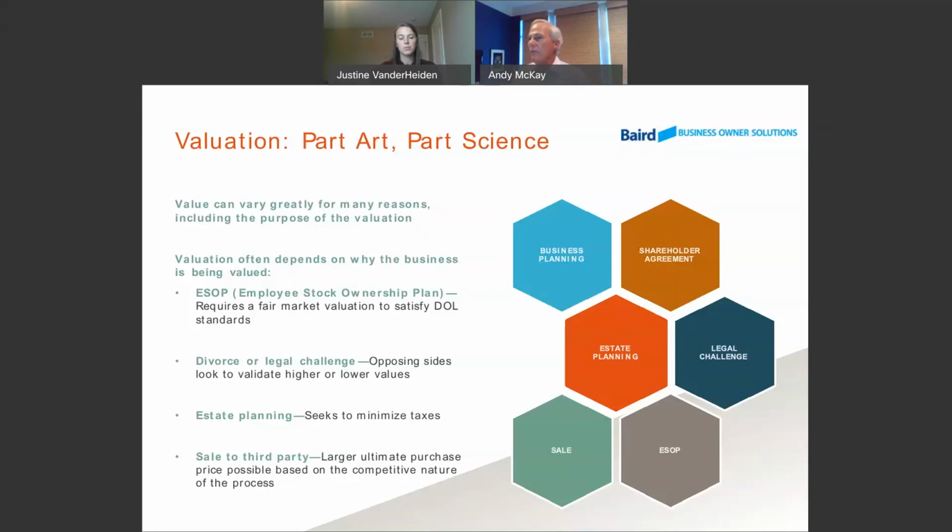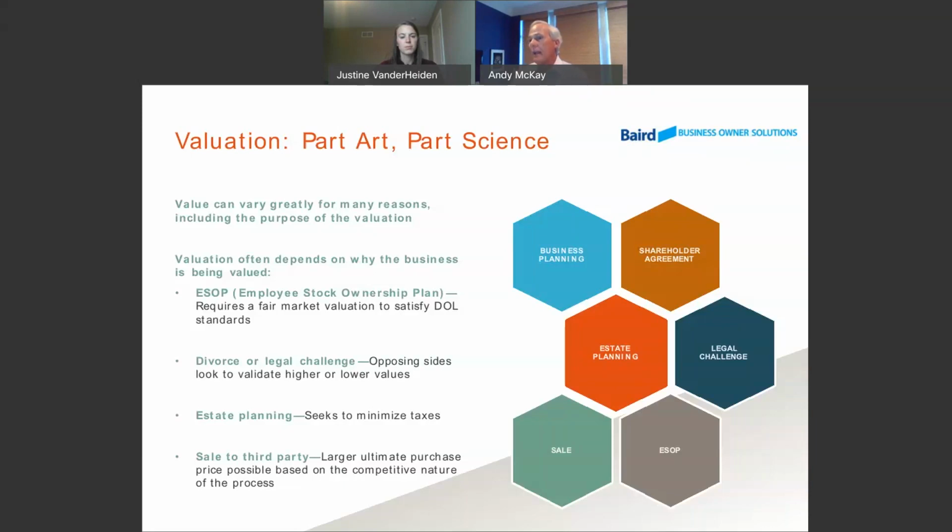So you have to be really careful and understand that any valuation that's been done can vary based on the context and the purpose. ESOPs, employee stock ownership plans, require fair market value that meets Department of Labor standards, which is pretty close to the normal fair market value standard you might see at a valuation. But if, for example, the business is going to be sold to a strategic buyer, that fair market valuation will ignore any synergies and premiums that a strategic buyer may be willing to pay.